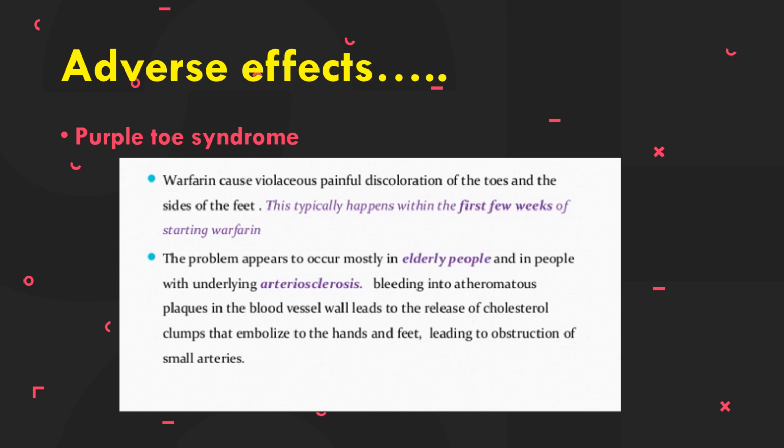Plaques form in the blood vessel, which will lead to the release of cholesterol clumps, which get embolized to hands and feet and lead to obstruction of small arteries. When there is not enough blood supply to the small arteries, in the peripheral blood vessels, thrombosis occurs, due to which there is reduced blood supply and it leads to purple toe syndrome.